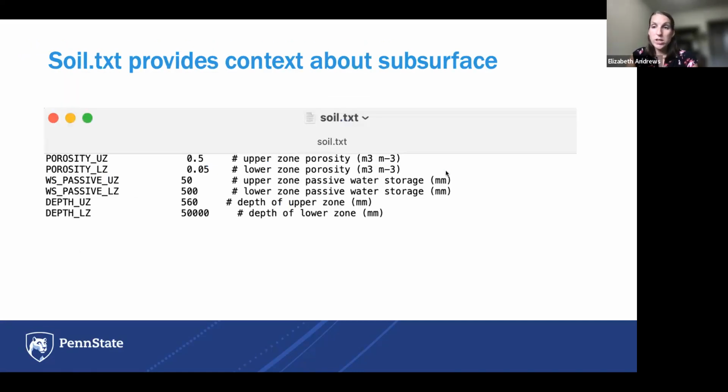Then our soil.txt file provides important context about the subsurface. Here is where you can assign parameters to the soil to represent how much water is present there. So we have values for porosity in the upper zone and lower zone. We have passive water storage in the upper zone and lower zone. And then we have depth in the upper zone and lower zone. And again, these parameters just control how much water is present in each of the different zones.